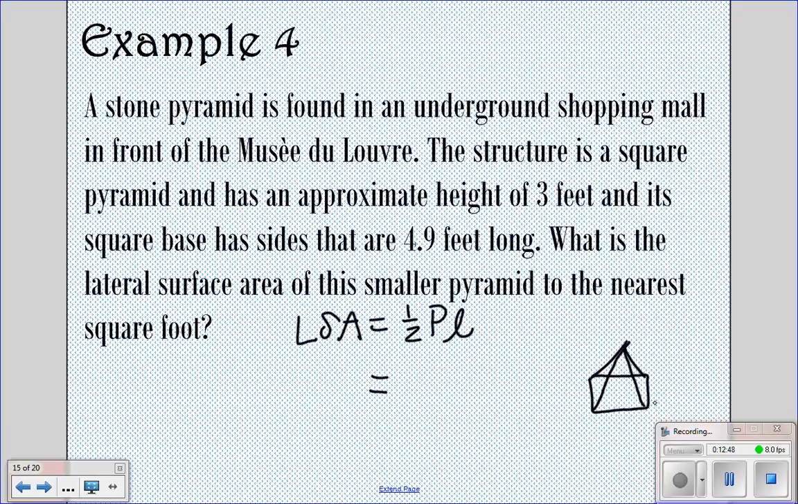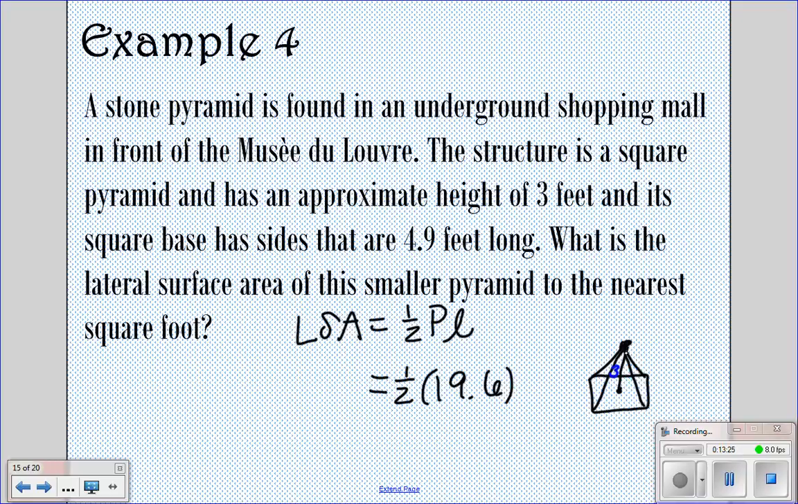And so the perimeter of a square that has 4.9 feet long sides, you're just going to do 4.9 times 4. And so we're going to have 19.6. And then the lateral surface area, it is not going to be 3. The 3 is actually the height from the center up to the vertex. That is the number that is the 3. This right here.